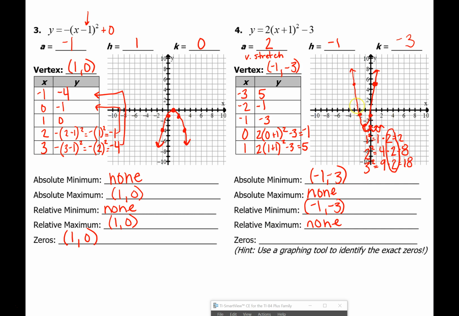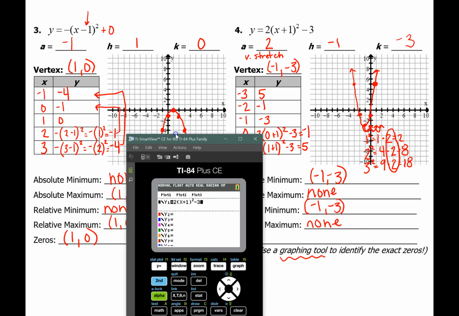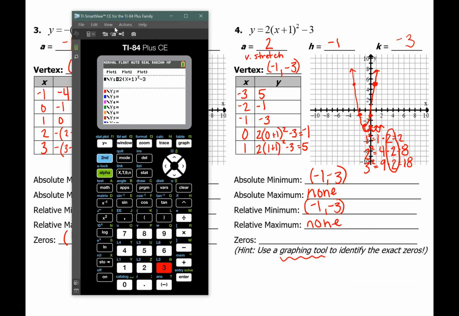Okay, now do you notice for this one that the x-intercepts are not nice pretty numbers, right? They cross at a fractional point. So let's use one of our graphing tools to figure out the exact zeros. I'm going to pull up my calculator here. We'll do one in the calculator and we'll do one with Desmos so you get a reminder on how to use both.